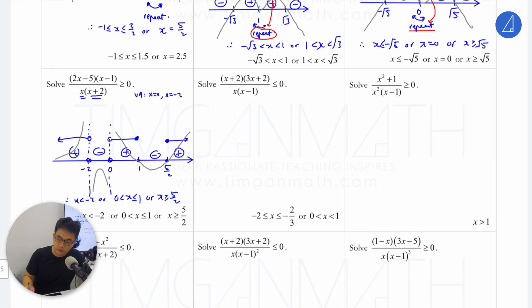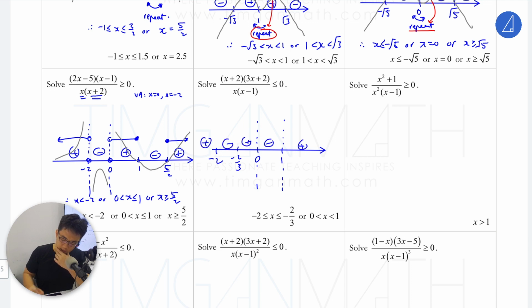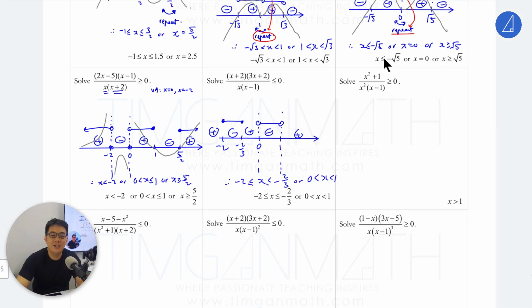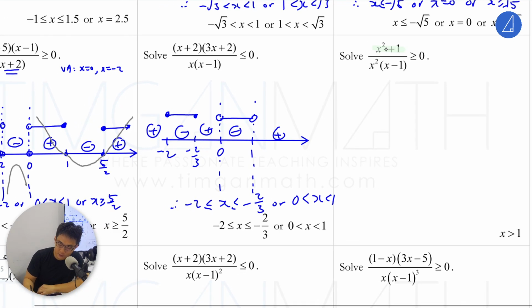So this one, quickly do it also. 0, 1, minus 2, minus 2/3. Vertical asymptote. Vertical asymptote. Plus, minus, plus, minus, plus. Negative is here. Alright, so the one on top is always positive, no real root, so that's fine. Draw it. 0, 1, no real roots, always positive.